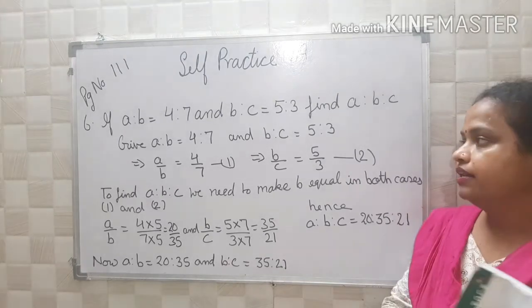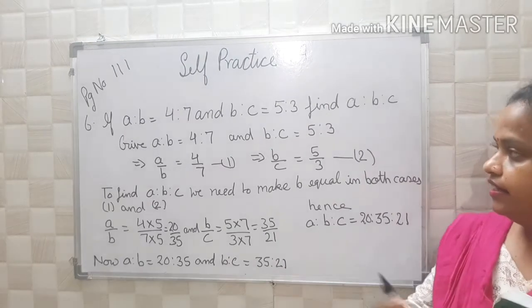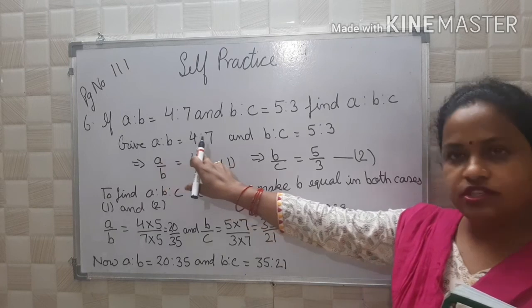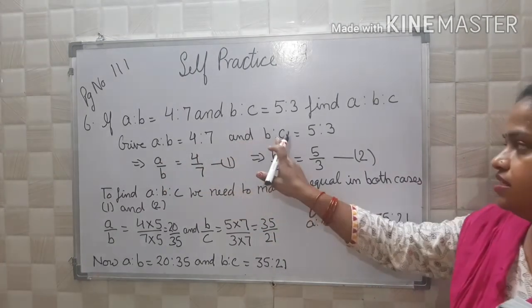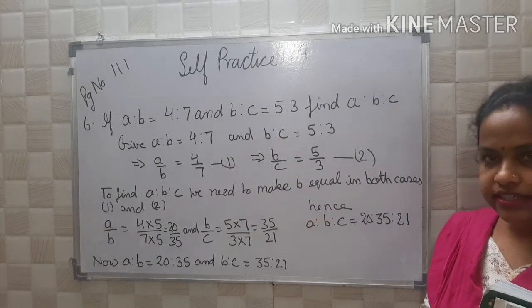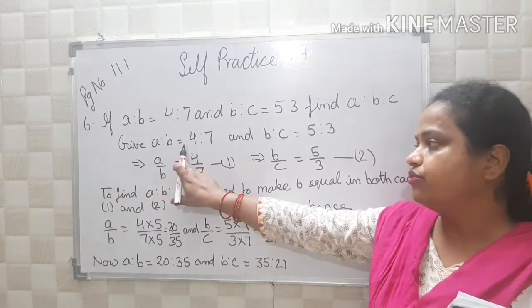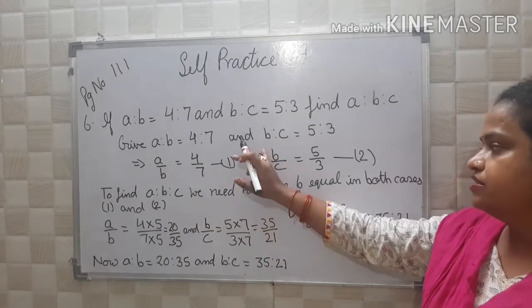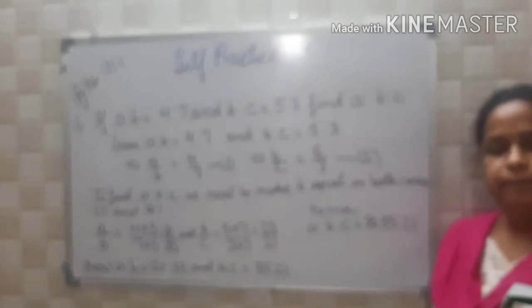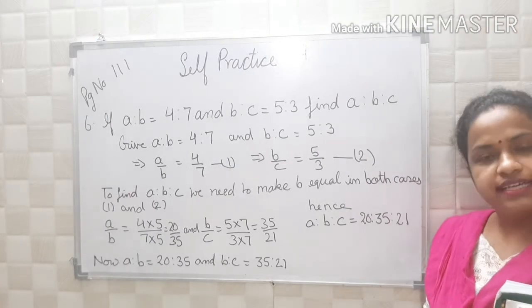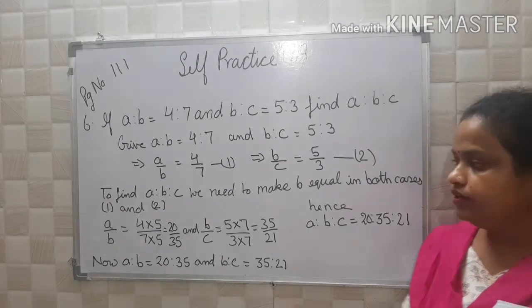Okay. Now, what is given? A is to B is equal to 4 is to 7 and B is to C is equal to 5 is to 3. Correct? Now, you can write like this: A upon B is equal to 4 by 7 and B upon C is equal to 5 by 3. After that, what you have to do? You have to make B equivalent in both the cases. Now, how you will make?